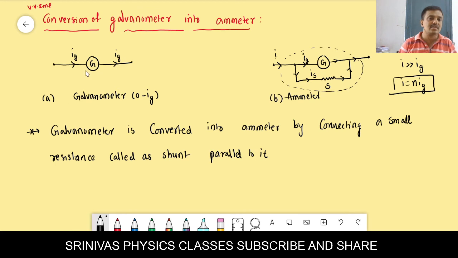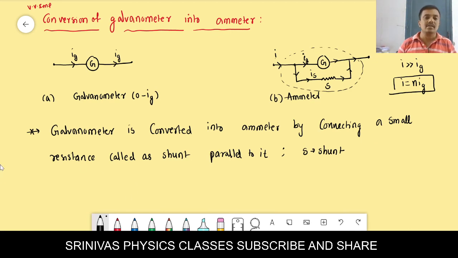Automatically the galvanometer is converted into ammeter. Right here, see, this is the galvanometer. We are just connecting the small resistance S. S is called the shunt resistance. Shunt means a small resistance connected in parallel. That is called the shunt resistance.